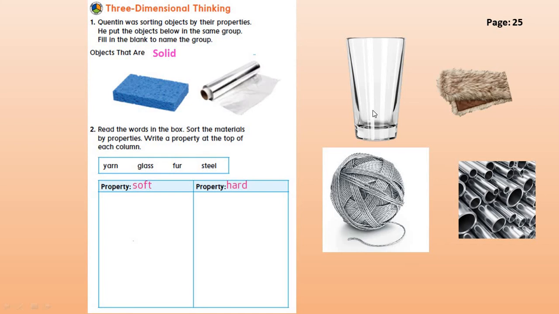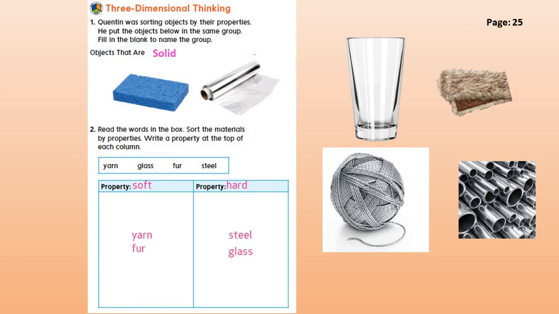Let's see the first one. What about glass? Is it hard or soft? Of course, it's hard. Excellent, grade 2. What about fur? Is it hard or soft? It's soft. Excellent, grade 2. What about yarn? Is it soft or hard? It's soft again. Excellent, grade 2. What about steel? Is it hard or soft? Of course, it's hard. Excellent, grade 2.